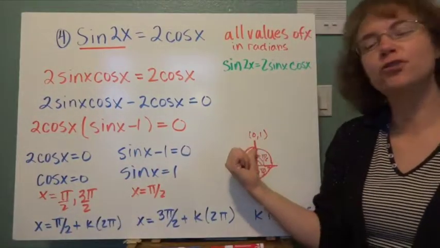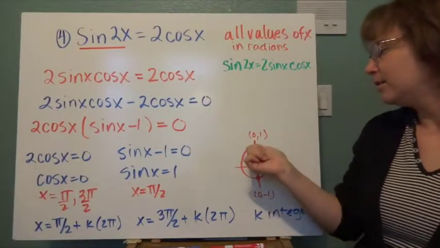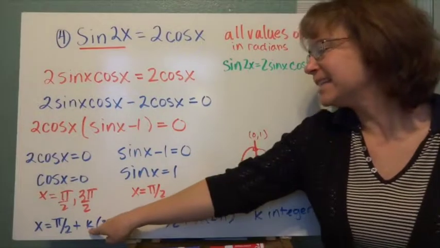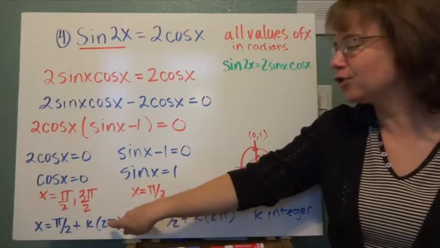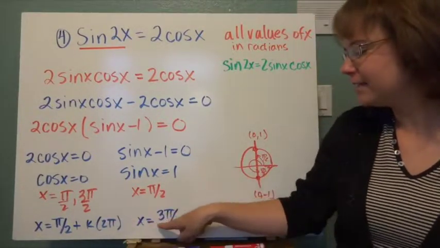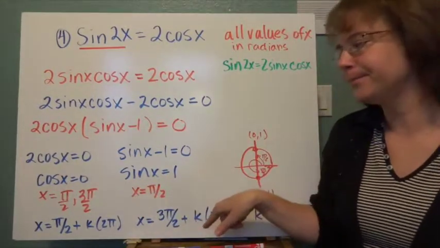I start at pi over 2, and then I could go all the way around the circle again, and I would have that same value. So plus k times 2 pi, that's all the way around the circle, where k is an integer. I could go forwards or backwards. And then I also have x is equal to 3 pi over 2 plus k times 2 pi.